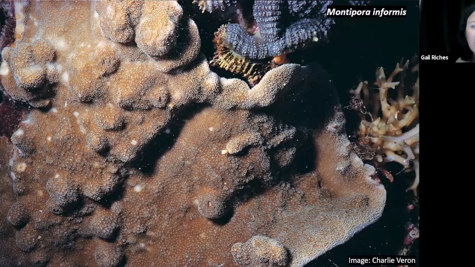So the bleaching is the coral's not actually turning white; it's losing its color, and so it's transparent, and what you can see is the white skeleton.